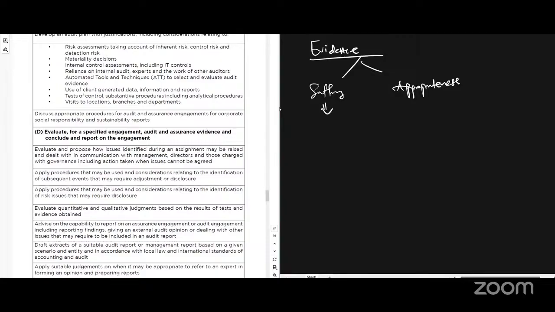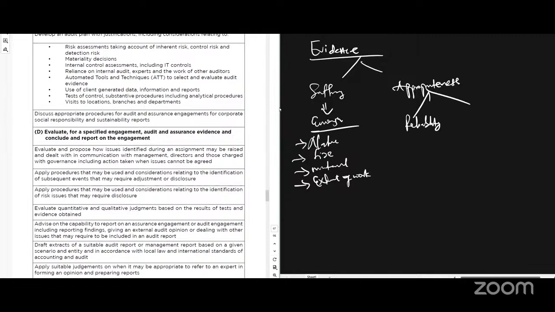So enough evidence depends on, one, the nature of the entity, the size of the entity, how material the thing is, okay? The extent of work done. All these things can tell you whether the evidence that you are getting is enough. And you need this to actually work on the company. The appropriateness has to do with two things, reliability and relevance.